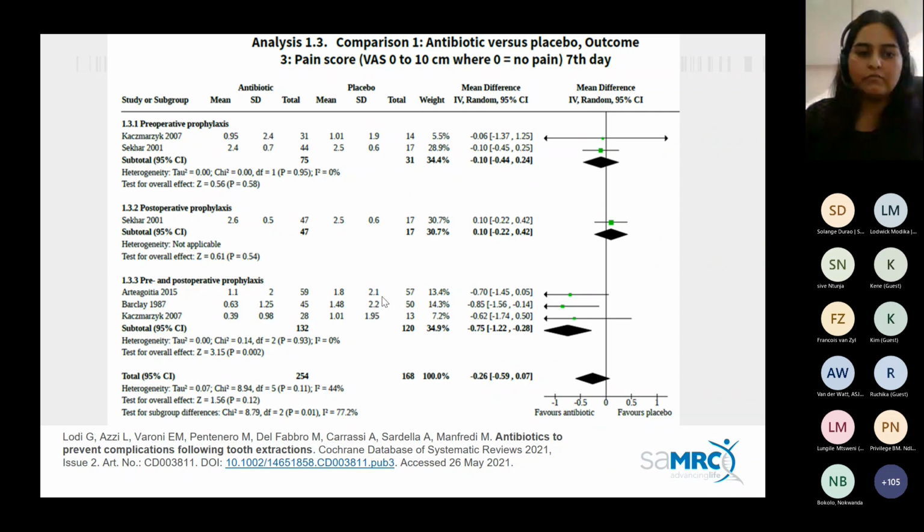So separating your studies and accounting appropriately for heterogeneity can help you detect differences. So it's always best to have as low heterogeneity as possible.